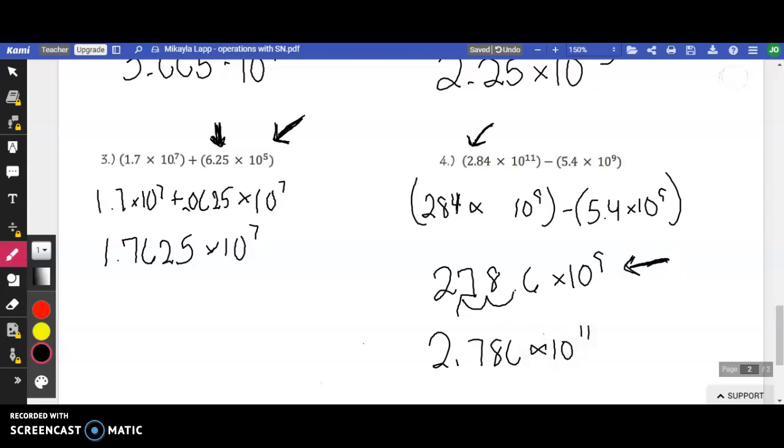You notice that if I had just changed this to a 10 to the 11th, I probably would have gotten the same answer. The answer is yes, I absolutely would have gotten the same answer from the very beginning, but I wouldn't have had to change the scientific notation when I'm done.